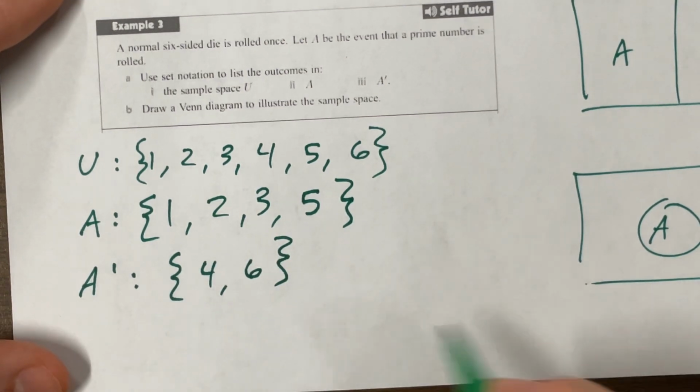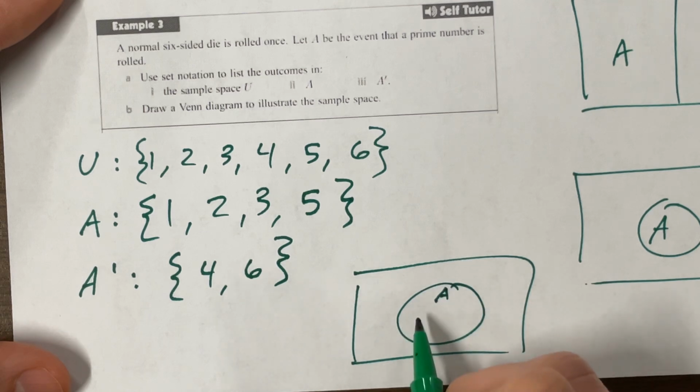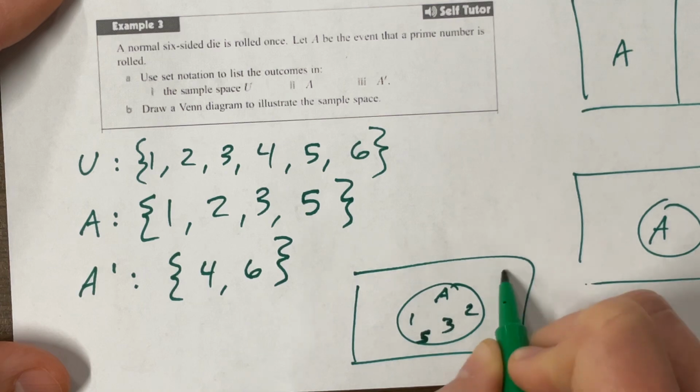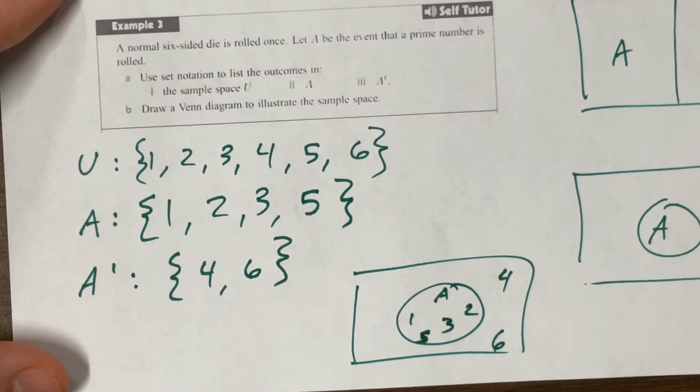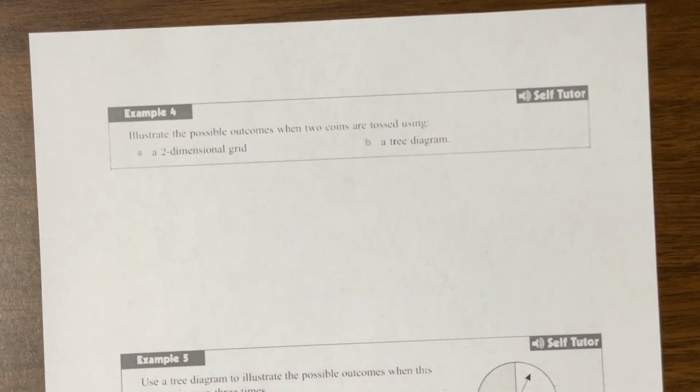Draw a Venn diagram. Here are your A values. We had prime numbers 1, 2, 3 and 5. And then out here somewhere is 4 and 6. Super. Okay, there's more. I hope you can see what I'm looking at. They're printed kind of lightly.